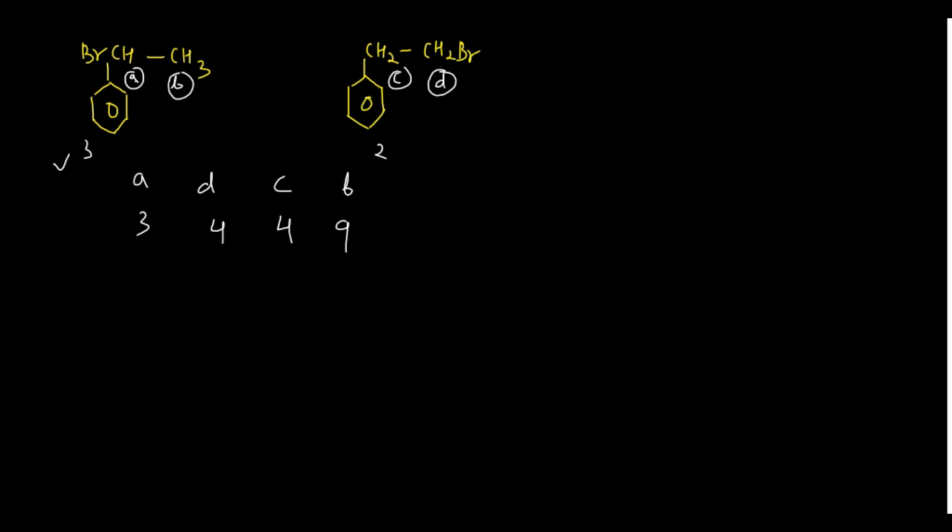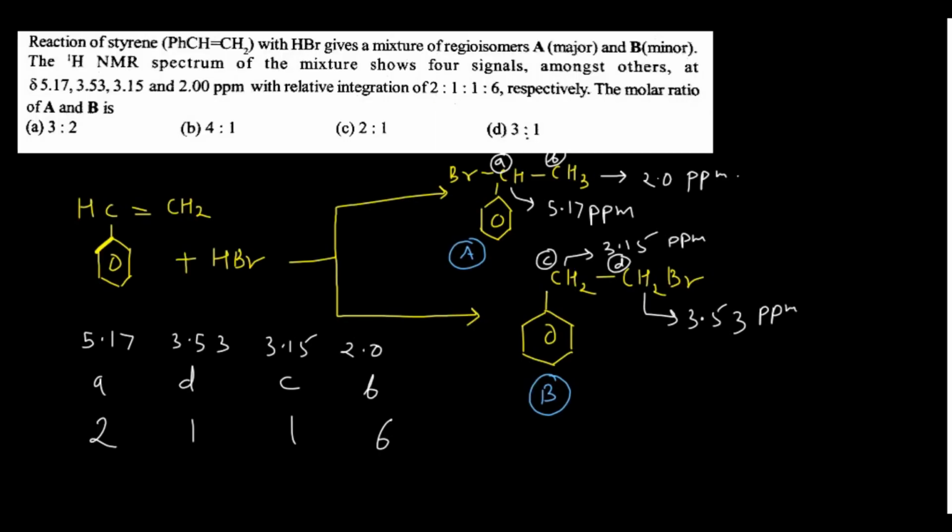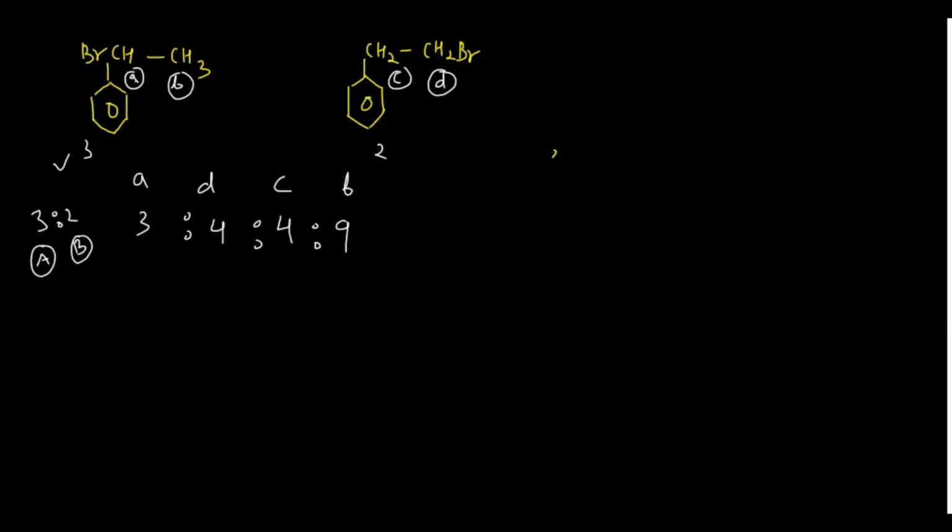So if I take the molar ratio of 3:2, where 3 corresponds to isomer A and 2 corresponds to isomer B, then I'll get this intensity ratio 3:4:4:9, right? But in the question, if I go back to the question itself, it is given 2:1:1:6. So I have to look for 2:1:1:6, and it should be A, then B, and then D, then C, just like that, right? We have to check this one.